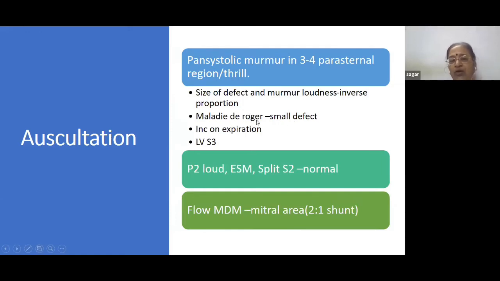So you get a Maladie de Roger. This will give rise to a 4/6 or 5/6 murmur. So the bigger the VSD, the less is the murmur. The smaller the VSD, the more is the turbulence and the louder the murmur. Increases on expiration, LV S3 will be present. P2 loud, ESM split will be normal. Flow MDM in the mitral area, especially when the shunt between pulmonary and systemic is just 2:1, then you start getting the flow MDM.